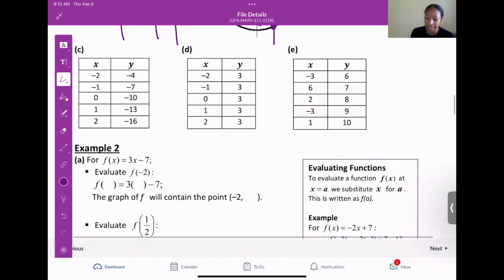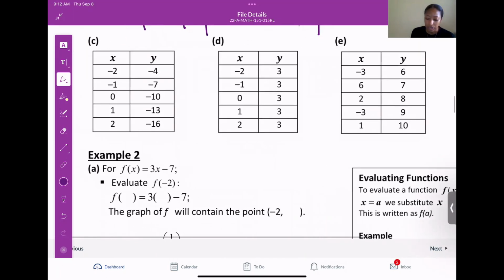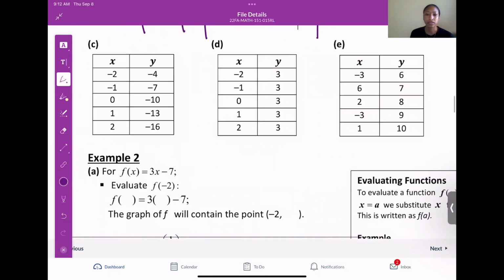All right, for parts C, D, and E, I want you guys to try and think about these. Tell me if parts C, D, and E represent a function or not. So take a moment to work on these, and then we'll solicit answers shortly.